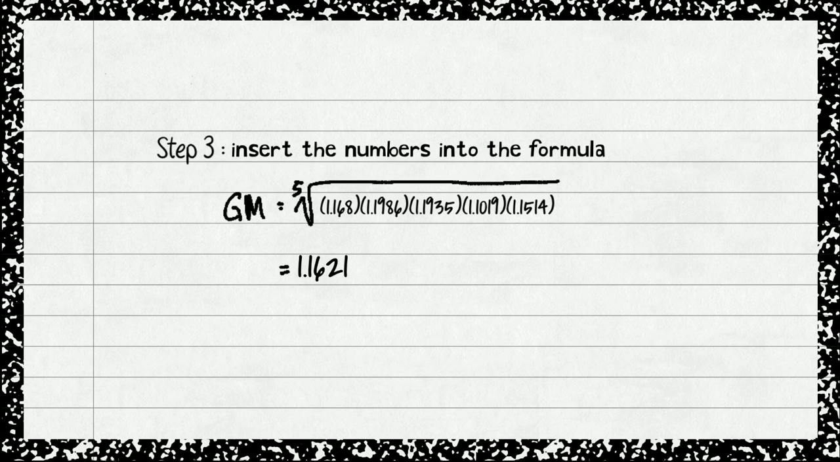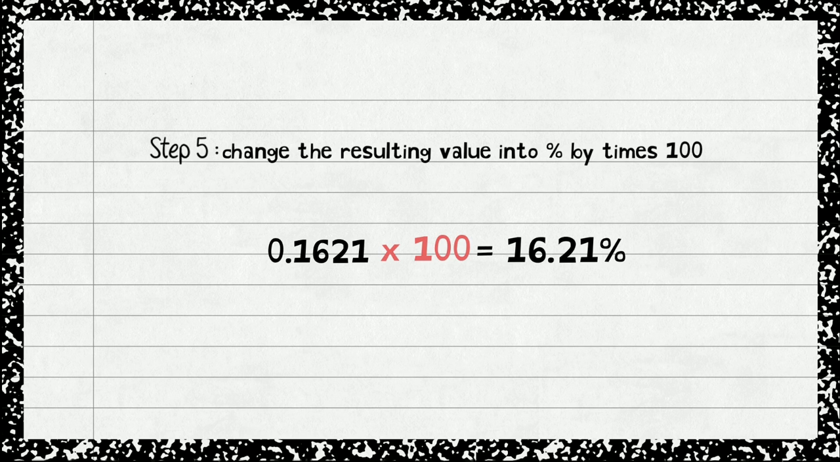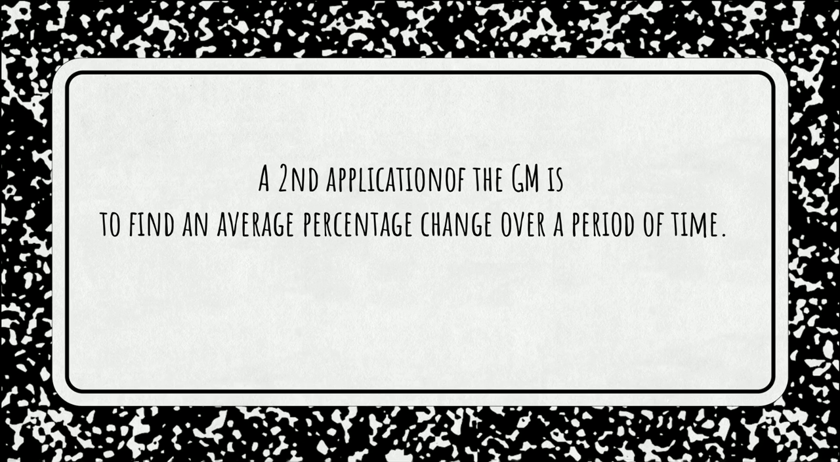Step 3. Insert the numbers into the formula. GM is equal to the fifth root of multiplying all the numbers. We get 1.1621. Step 4. Subtract 1 from the resulting value, so 1.1621 minus 1 equals 0.1621. Step 5. Change the resulting value into percentage by times 100. So 0.1621 times 100 equals 16.21%.